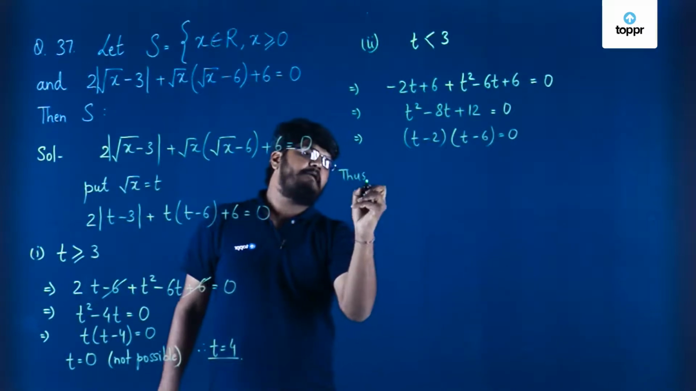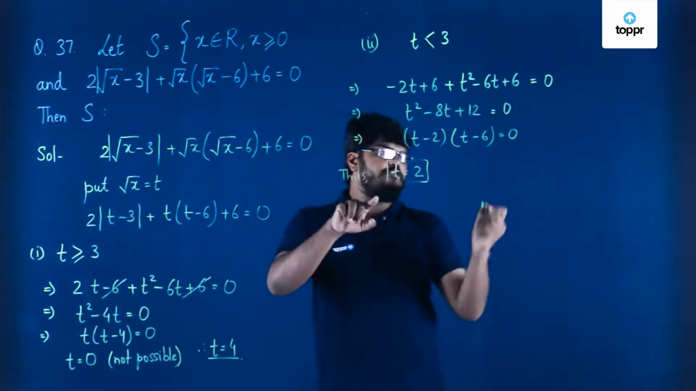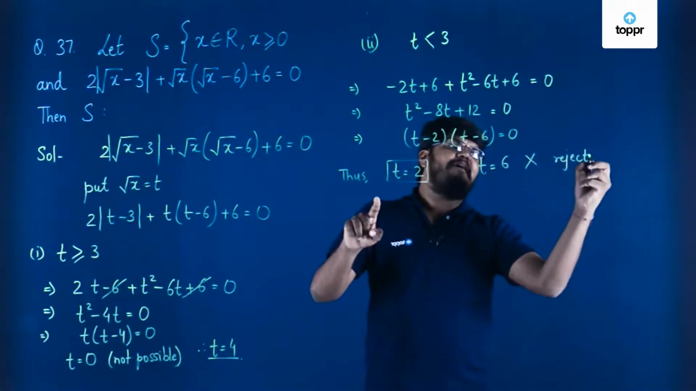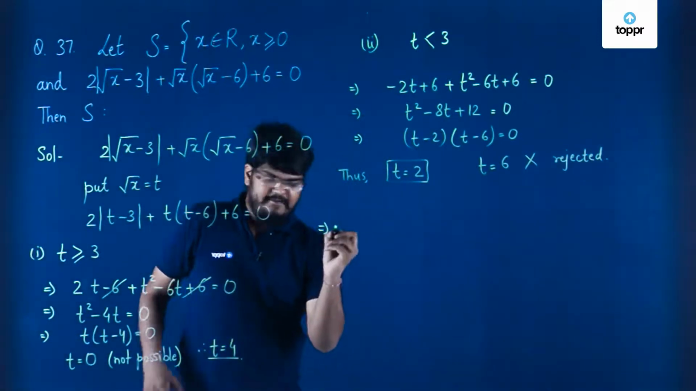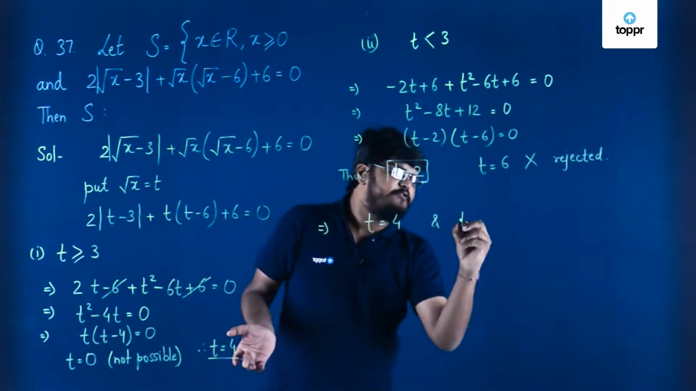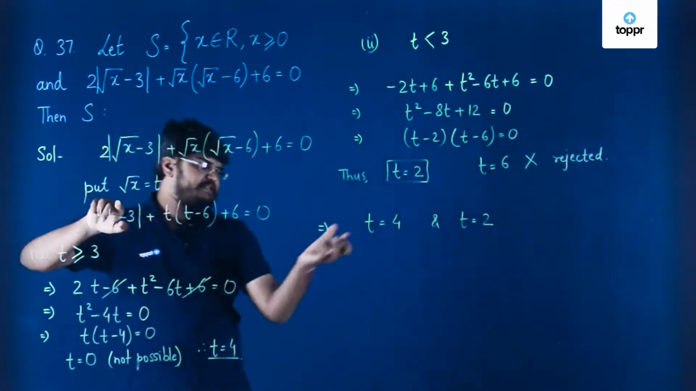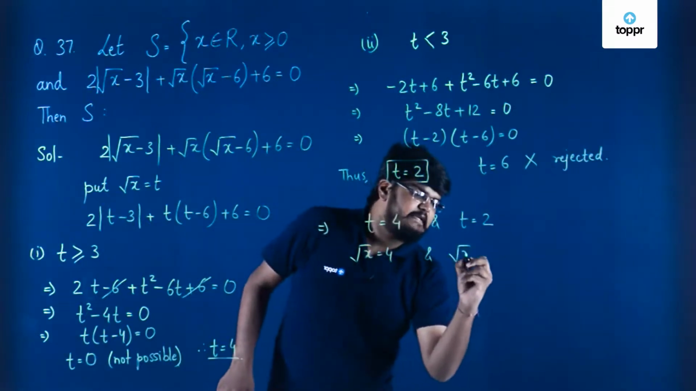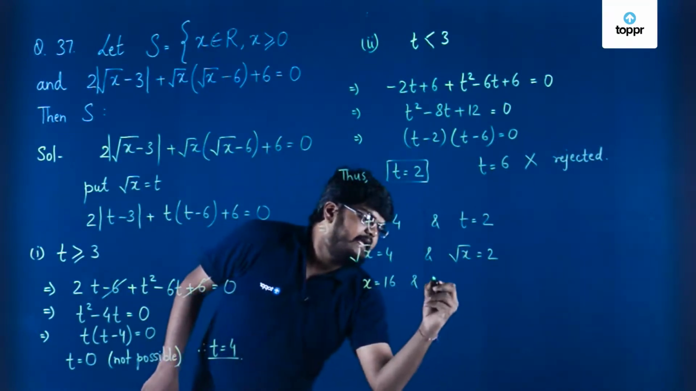Thus, t is equal to 2 is our other solution value. Also, t is equal to 6 is rejected. Why? Again, we have to consider only those values which are less than 3. This implies that we have t is equal to 4 and t is equal to 2 as the two values. But we have already put root x as t initially, so we'll consider root x is equal to 4 and root x is equal to 2, which implies that x is equal to 16 and x is equal to 4.